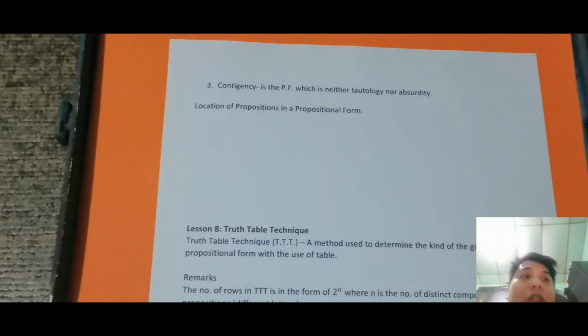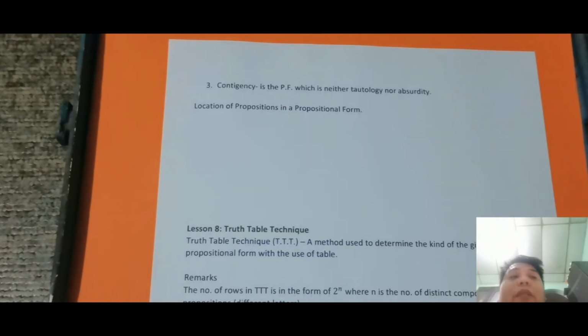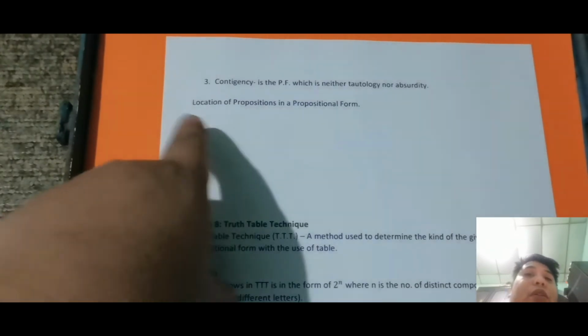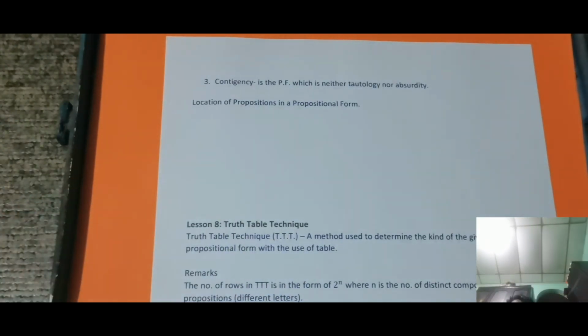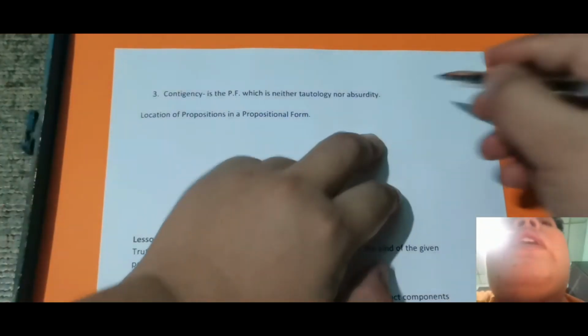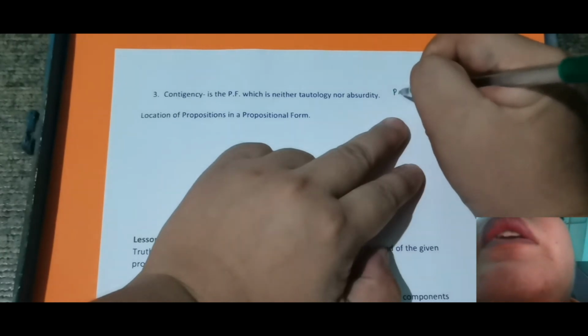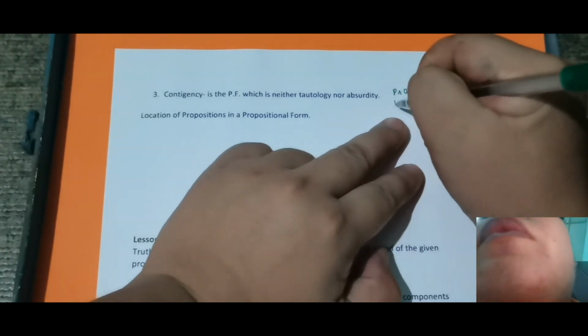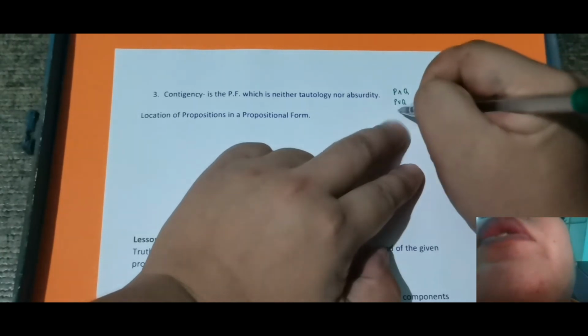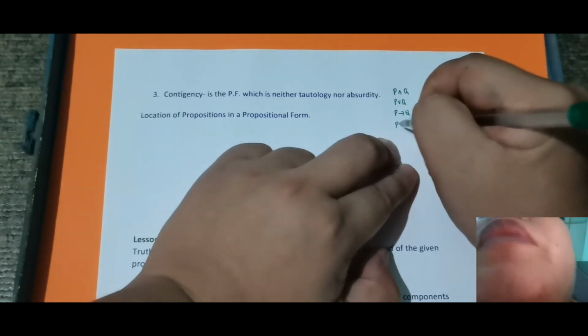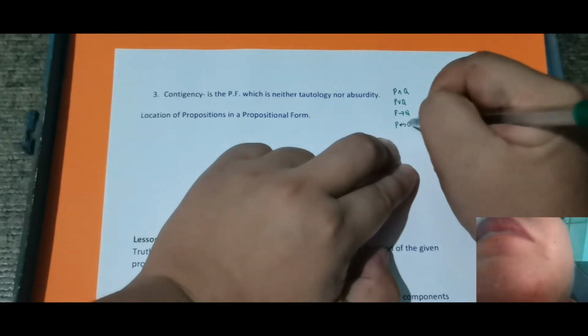So, may dalawang klase ulit ng tautology. That is the tautological implication and tautological equivalence. So, tandaan yung mga kinds na yan. Okay, so now, let's move on dito sa ating location of proposition. Medyo recall ko lang ulit kayo. So, meron tayong P and Q, P or Q, P implies Q, P if and only if Q.